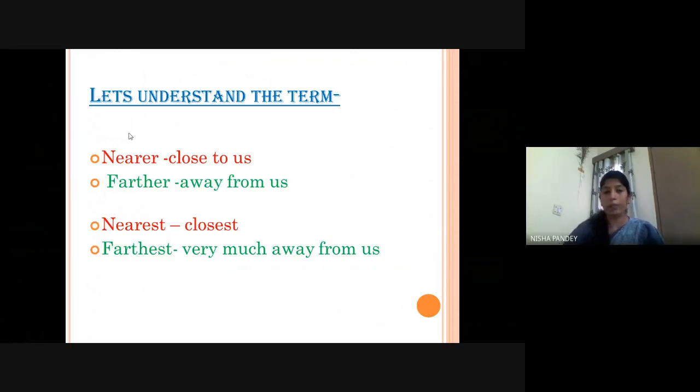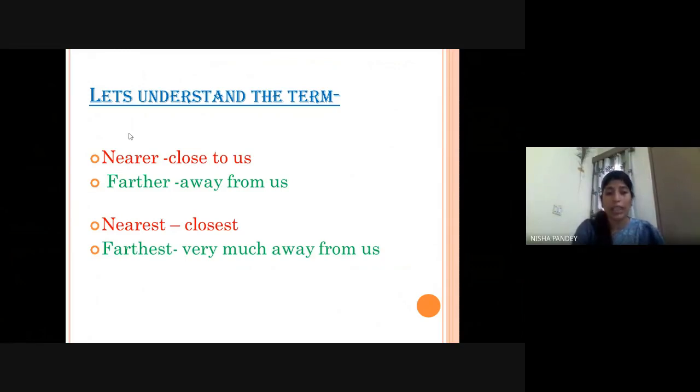For example, this is a notebook and this is a phone. Can you see? So one object is close to me, one is far from me. This notebook is close to me, so I can say this notebook is nearer to me. And this cell phone is farther from me, means away from us. So the farther means away from us.